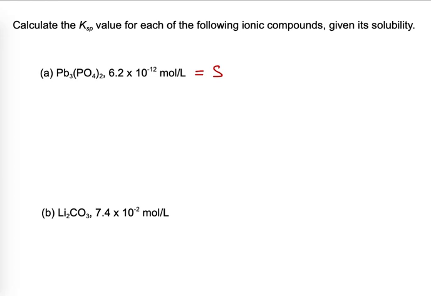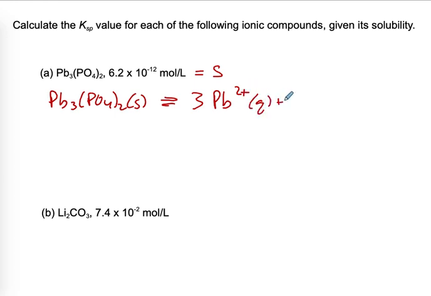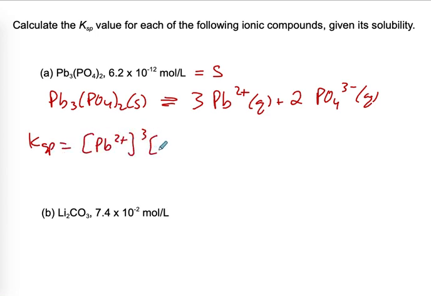Let's begin by writing out the equation for the dissolution and dissociation. Solid lead-2 phosphate dissolves and dissociates to form 3 moles of lead-2 plus 2 moles of phosphate. I'm going to write my Ksp expression. Ksp is the concentration of lead-2 plus cubed times the concentration of phosphate squared.